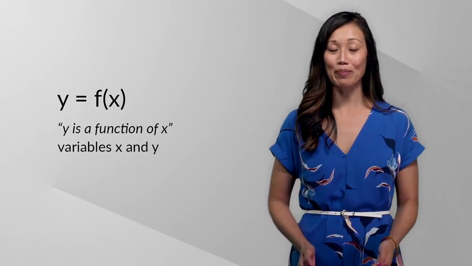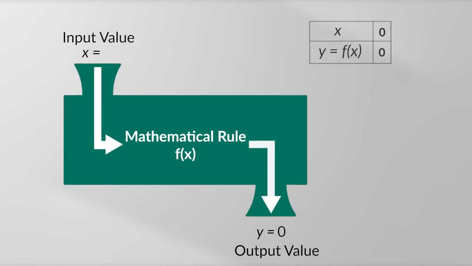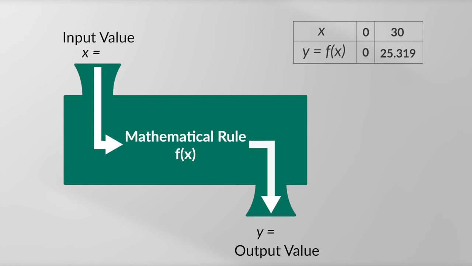Let's consider an example of a function. Think of a function as a machine that takes certain numbers as an input value, applies some mathematical operation to the value, and then spits out an output value. For example, let's take an input value of x equals 0. Put 0 into the function, and out comes a value of 0. So f of 0 equals 0. Let's try another input value. Let's put 30 into the function, and then out comes a value of 25.319. So f of 30 equals 25.319.